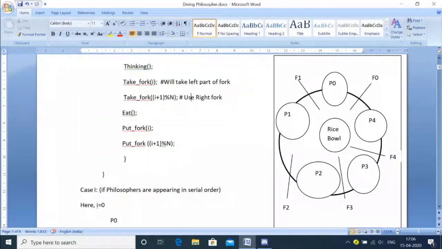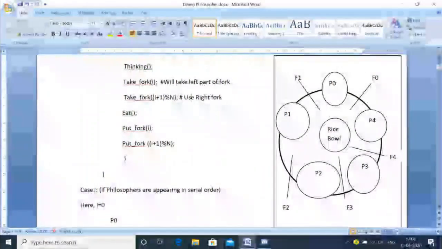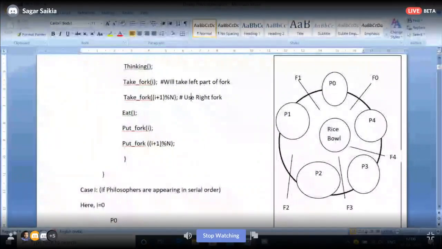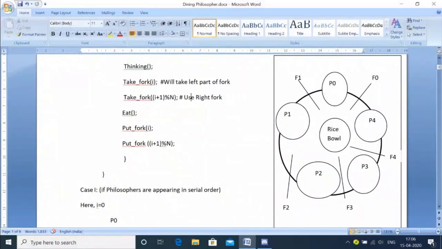The second one is I plus 1 modulo n. So same thing, I plus 1 modulo n. So accordingly, we will get the same values, F0 and F1. So these forks have to be put back. Now, next P0's work is done.